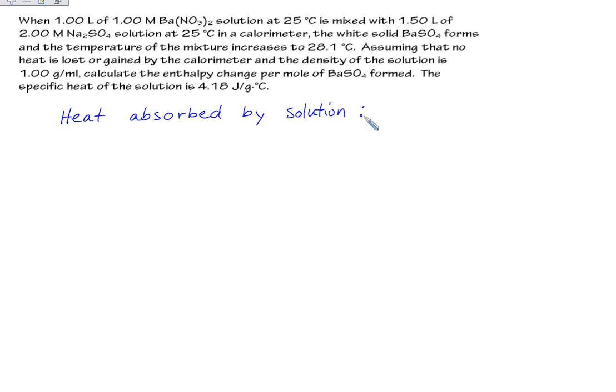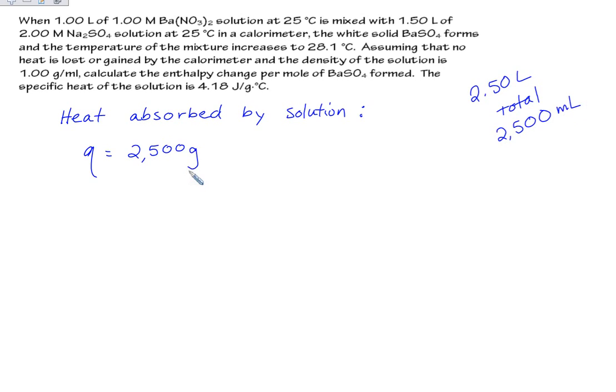So let's go Q equals mass. Okay, so it's 1 gram per milliliter for the solutions. We started with 1 liter of barium nitrate and 1.5 liters of the sodium sulfate. So we have 2.5 liters total volume. Now in the end, when we use the specific heat, it's in units of joules per gram degree Celsius. The density is 1 gram per milliliter. So is it okay then that we say this is 2,500 milliliters?